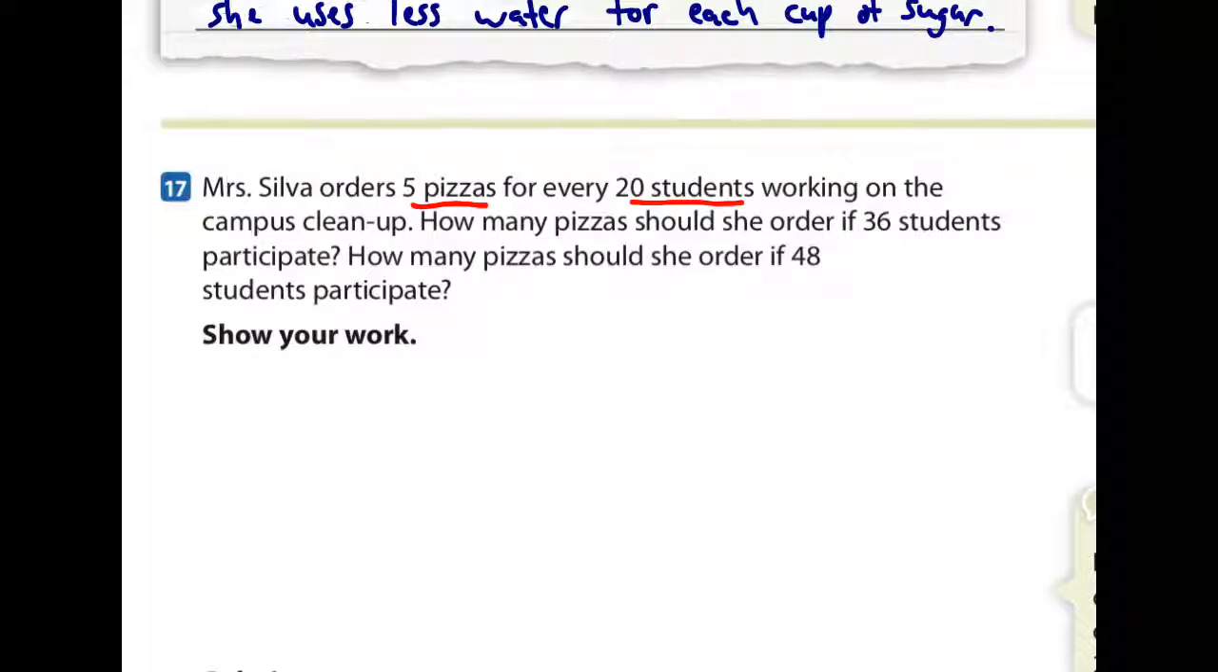Now the question says, how many pizzas should she order if 36 students participate? And then, how many pizzas should she order if 48 students participate? So this is a perfect one for a ratio table because they give you the ratio. And then you could use that ratio to answer this question in blue and this question in green.